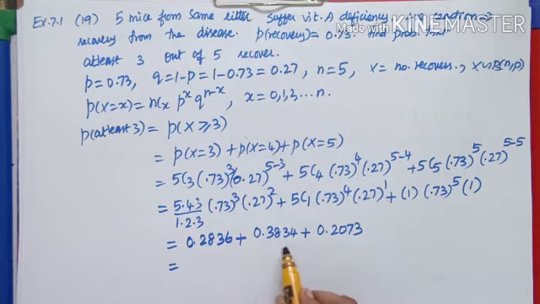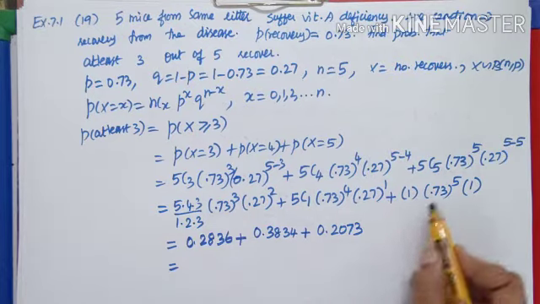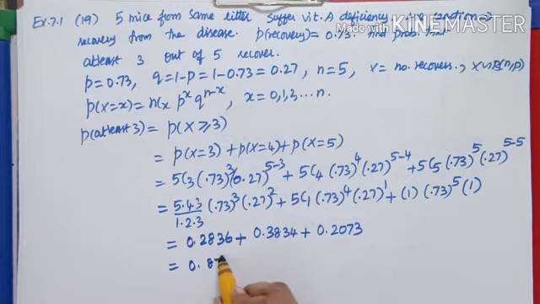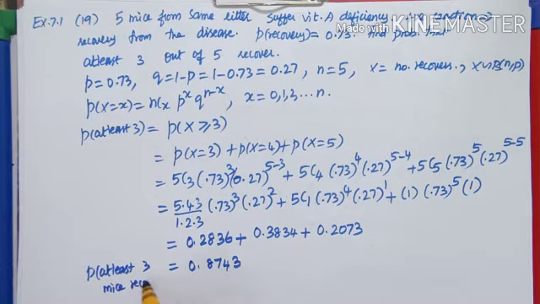0.2836 plus 0.3834 plus 0.2073. Each term separately we have to simplify. Adding, we get 0.8743. So the probability that at least 3 mice will recover, the answer is 0.8743.